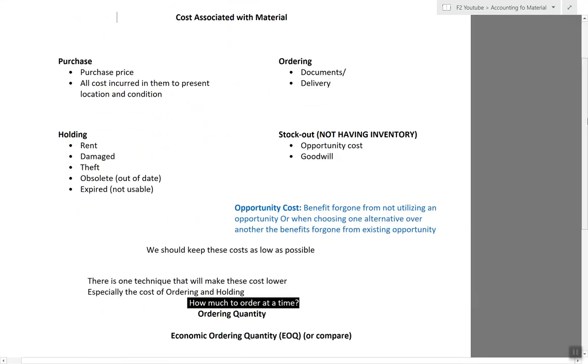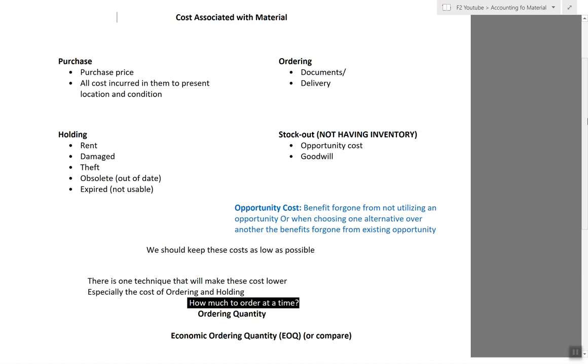Okay, next, we have cost associated with material. Whenever we are buying material, there are costs associated with it. They are divided into 4 categories: purchasing, ordering, holding, and stockout. So purchase is costs relating to purchasing material, usually the purchase price, and every other cost relating to purchase. It could be customs, delivery, and all that stuff.